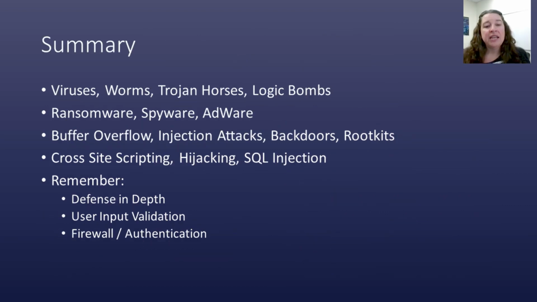So this chapter has covered a lot of different malicious code and attacks. Hopefully many of these you've heard of before, and this is just a review. Always remember, viruses, worms, Trojans, and logic bombs as different types of malware, ransomware, spyware, adware, how we do different attacks with buffer overflows, injections, backdoors, and rootkits, and web attacks with cross-site scripting, hijacking, and SQL injections.